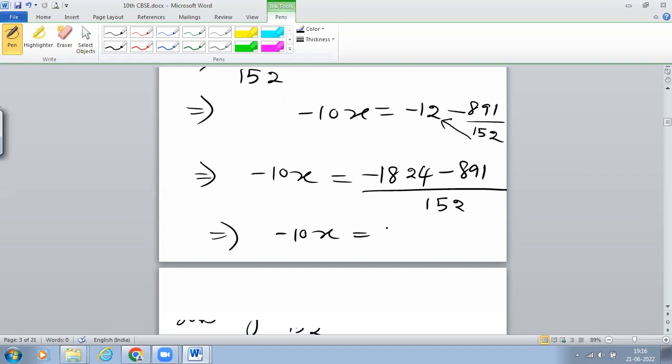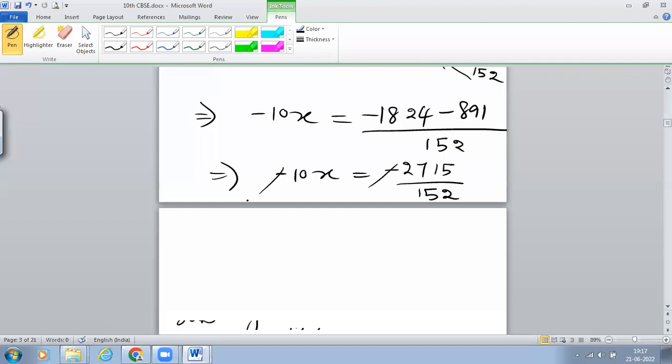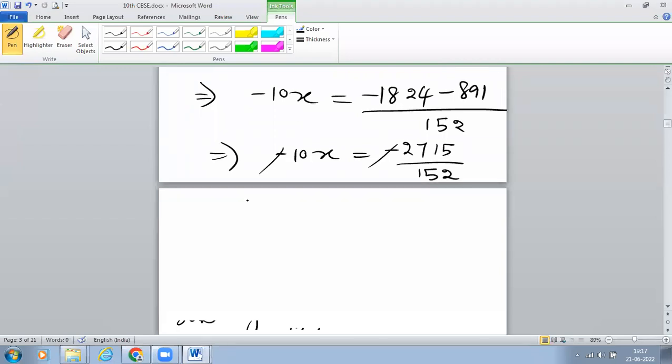It is minus 2715 divided by 152. Now what you have to do is, see here it is minus 10 times x, here it is minus of 2715 divided by 152. So we can cancel this minus and minus. If in the left hand side and right hand side negative sign is there, we can cancel those negative signs. Now what you have is 10 into x is equal to 2715 divided by 152.